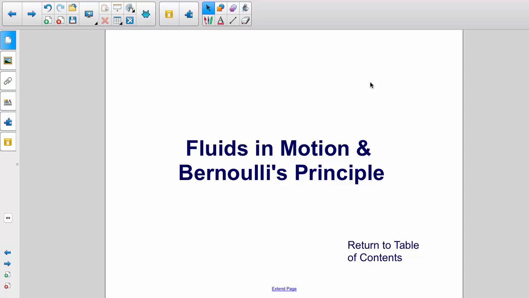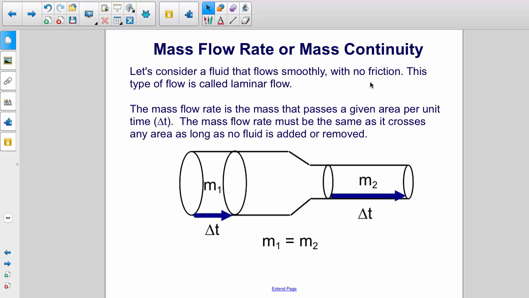Fluids in motion and Bernoulli's principle. Simple fluid motion is governed by two key equations. One is the mass flow rate, and the other is Bernoulli's equation. Let's focus first on the mass flow rate, which is also known as mass continuity.